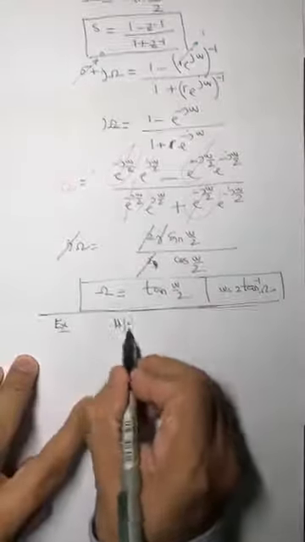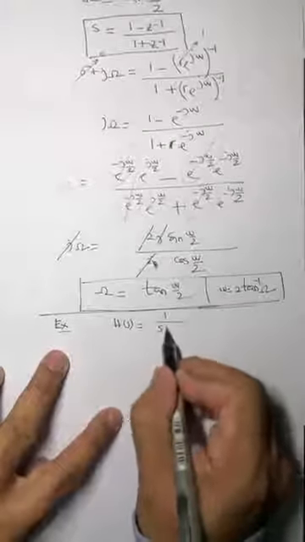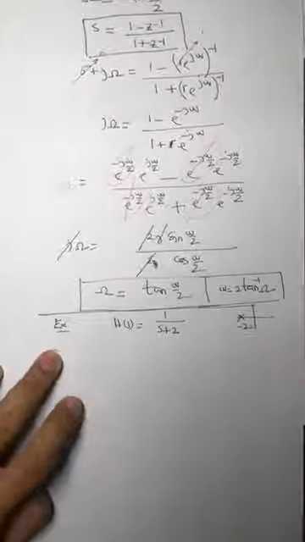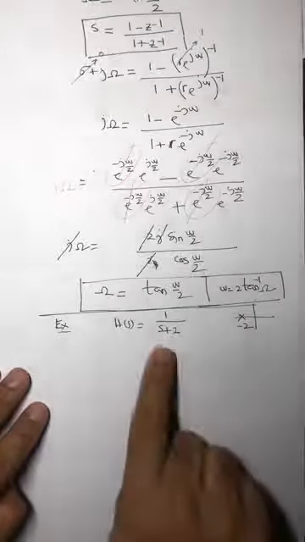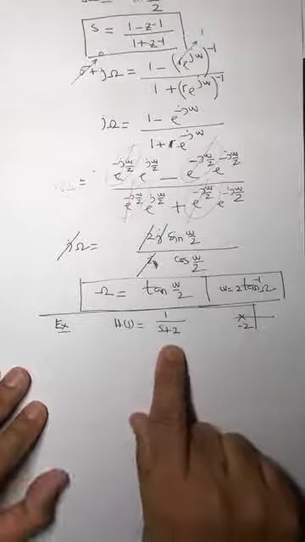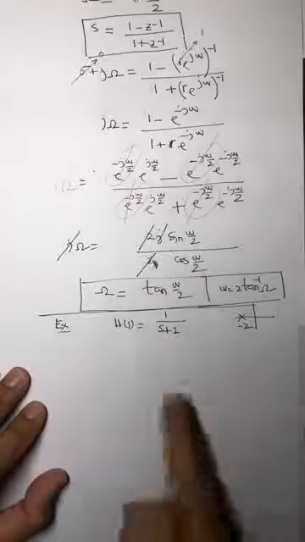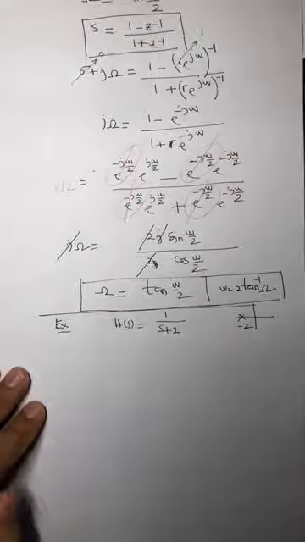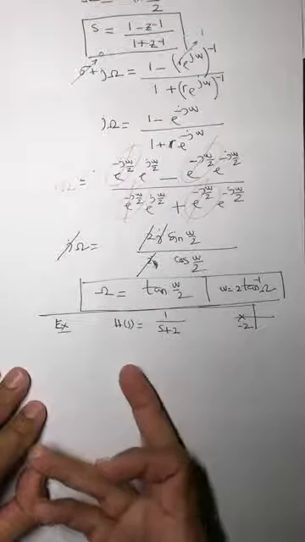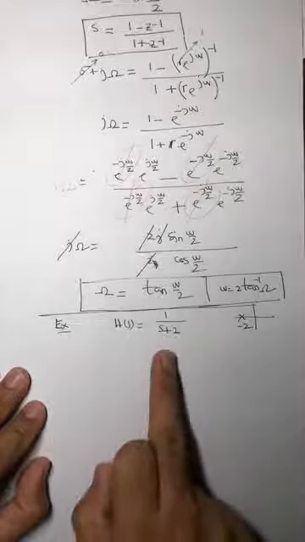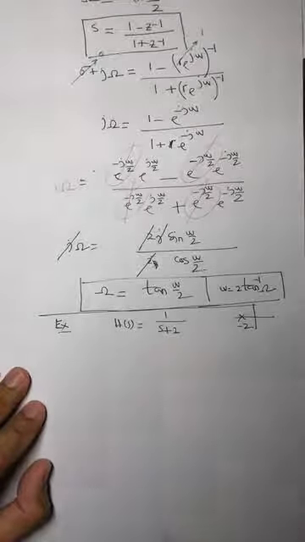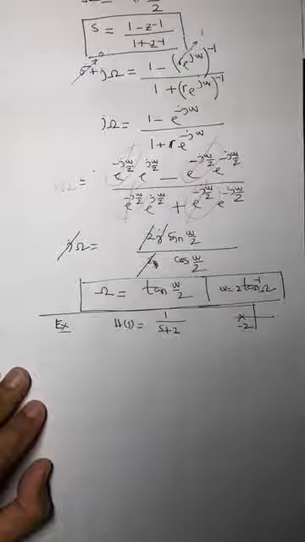You have H(s) equal to 1 over s plus 2. It has a single pole at minus 2, which is a stable system. Because it's first order, you can implement it with an RC circuit, a resistor and capacitor circuit. It is basically a first order differential equation: if you convert s into d/dt, it's a first order differential equation.